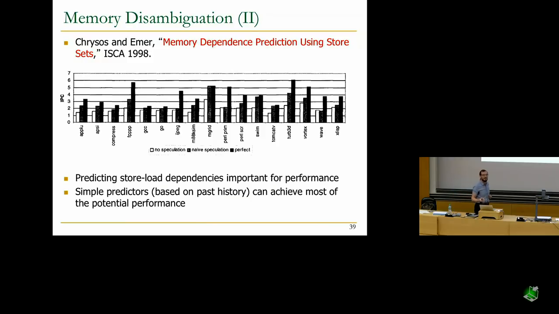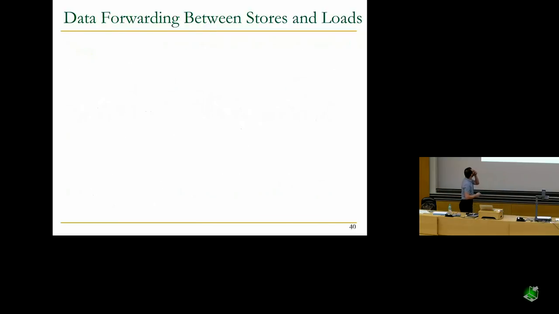It's better to assume that the load is independent of previous stores, because most of the time, load is independent. But it's better to be perfect, as you can see. And most of the machines actually, based on this history-based prediction, get close to perfect. They're not perfect. This still limits the performance of the machine. Okay, any questions? Sounds like fun, right? Now you're seeing the most complicated parts of an out-of-order machine.